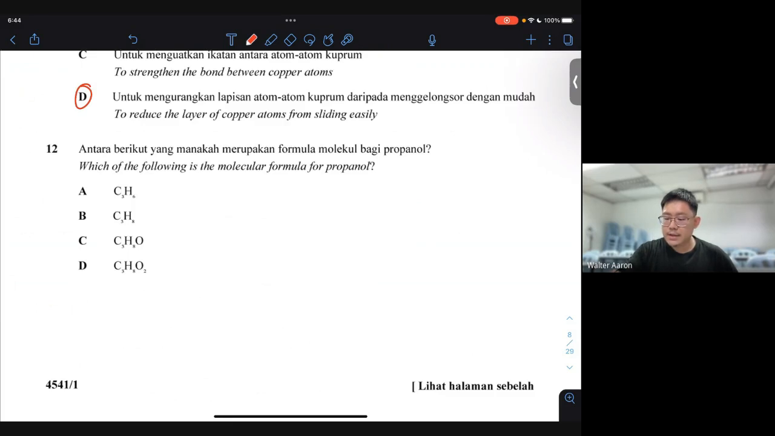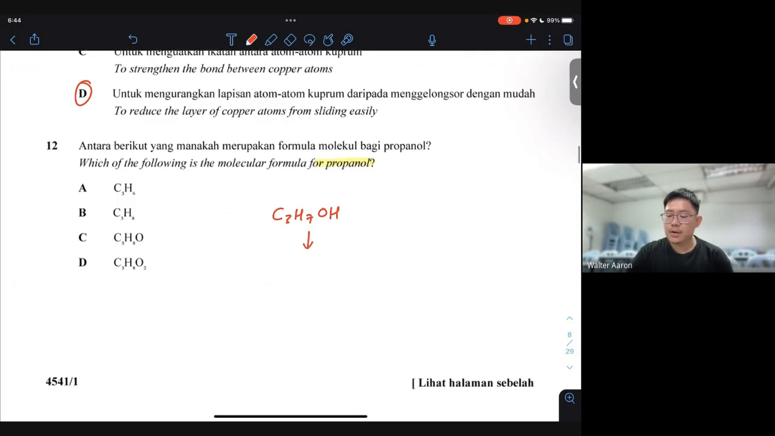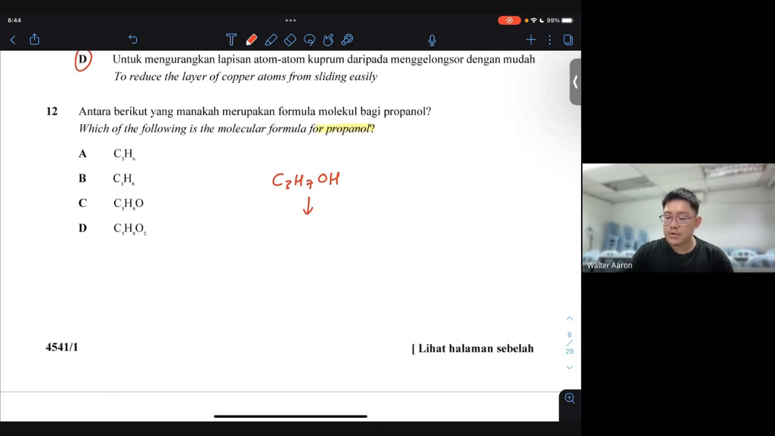Propanol has the formula C3H7OH. However, among all those options, there's no such thing as C3H7OH. So what I can do is convert this into the normal molecular formula. If you combine the H inside with the 7, you'll get C3H8O. So the best answer here is C.